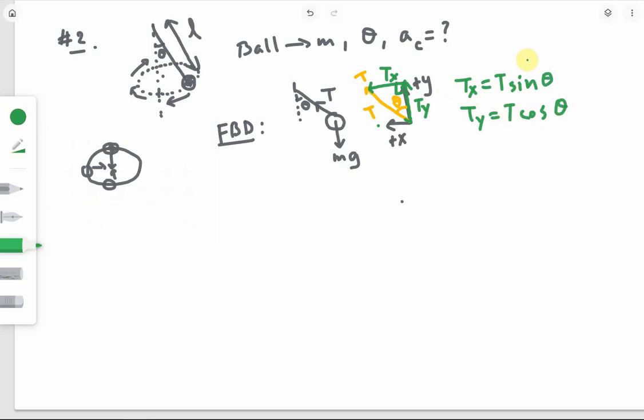Some terminology here, because people may be confused about this. T sub x refers to the x component of the total tension. This T is the magnitude of the total tension, so this T is just the hypotenuse of the right angle triangle. Now that we have set up our forces along with our chosen axes, we can go ahead and write down Newton's second law.